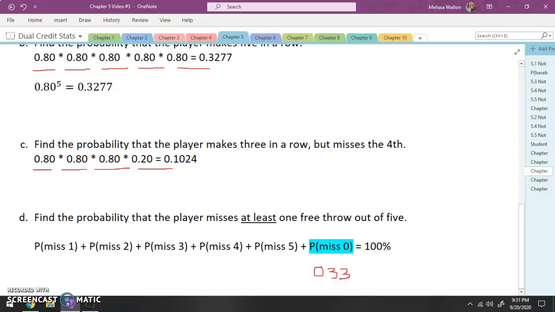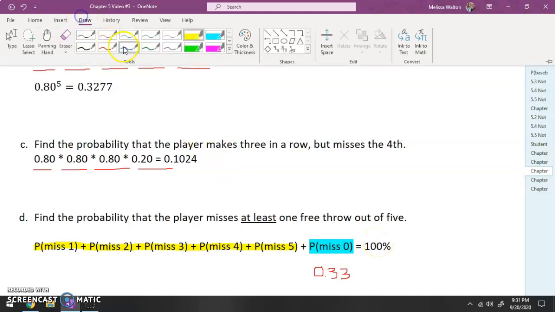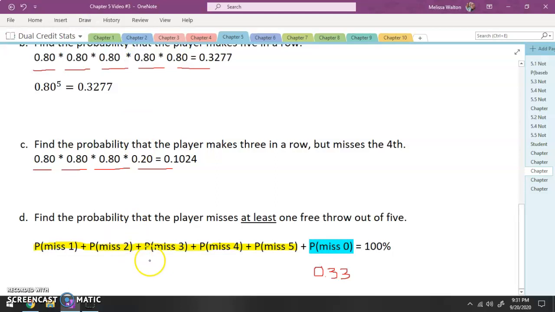Now, here's the deal. This is what I'm really after. And I know that this piece, all of those added together, plus this, have to add up to 100%. So here's my answer. And I did round this just a little bit, if that's okay with you guys. Don't do this on your MyMathLab. But since this probability is 33% of making all of them, the probability of missing at least one is right at 67%.